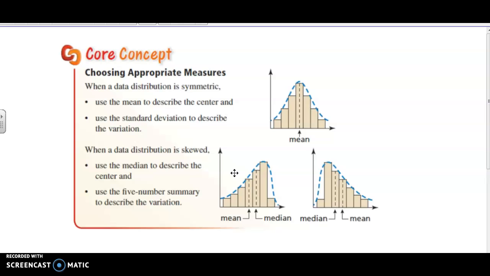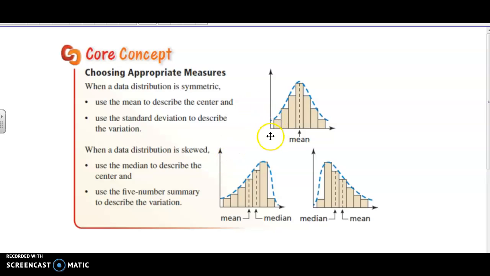Remember, the 5-number summary is the least value, the greatest value, and then the quartiles. So there's 3 quartiles, least value, and the greatest value. We're not going to find those with this, but we're just going to say that those are the best measures of center and variation.